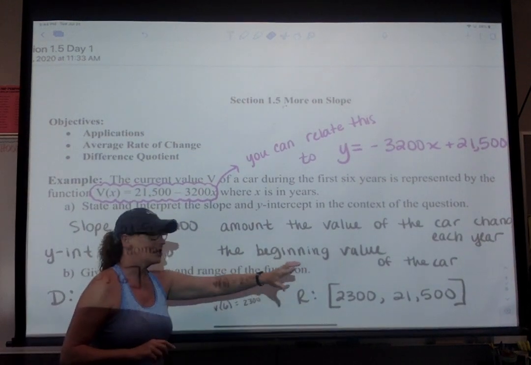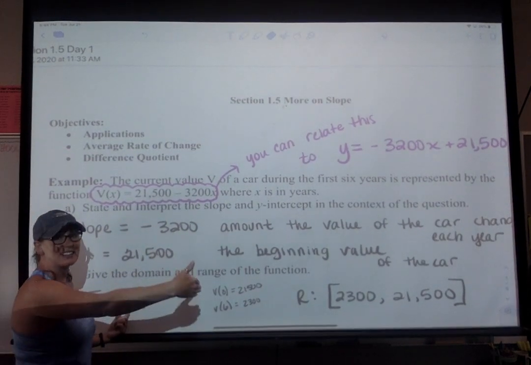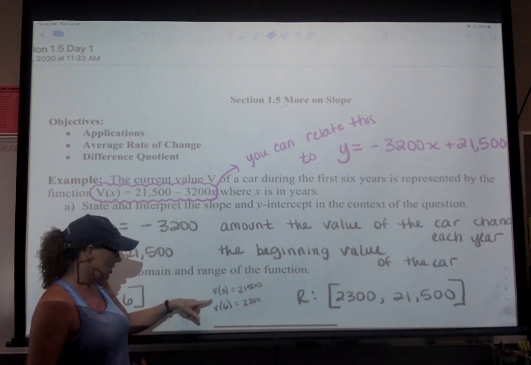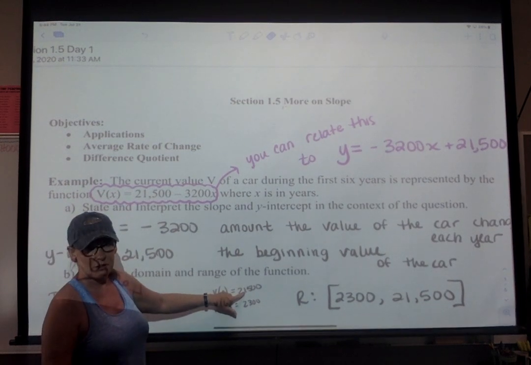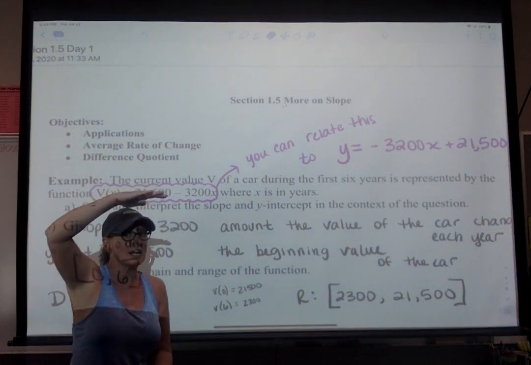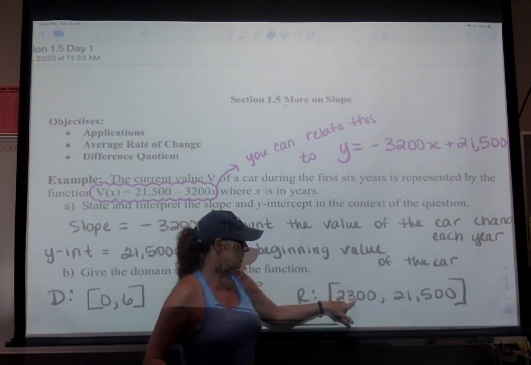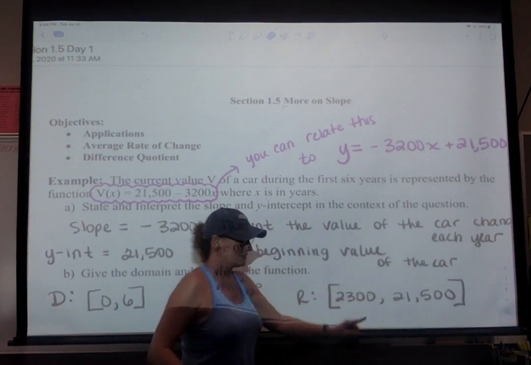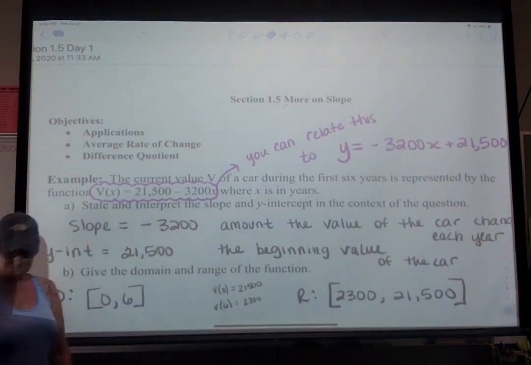Now, range is, okay, when I plug in any of these numbers, what am I going to get as my y's? What are my y's going to look like in this function? So I tried it. Plug in 0, you get 21,500. Plug in 6, you get 2,300. That's your range. Write it properly: low number, high number. Yes, it can equal those two amounts.